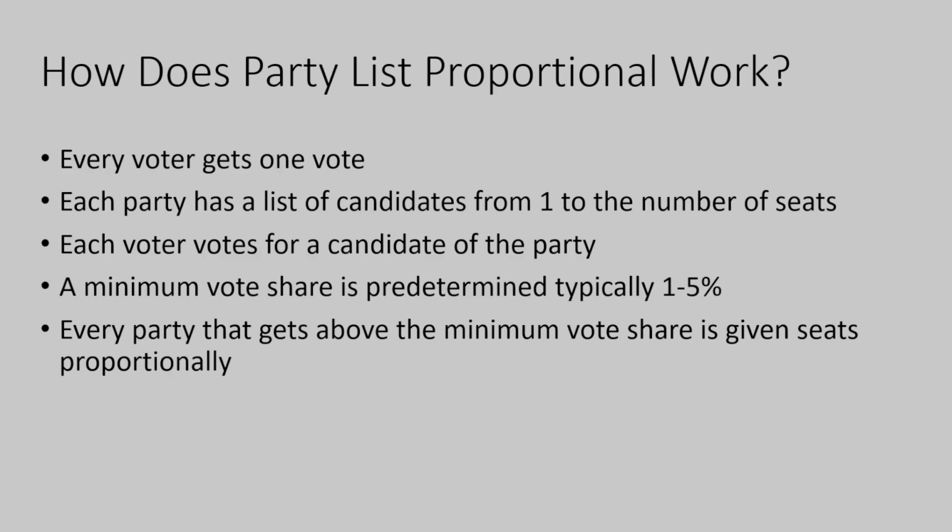There's a minimum vote share to get seats for a party. It's typically 1 to 5%. Depends on the system. 5 is very common, though not exclusively. Now, every party who gets above that minimum vote share is given seats proportionally, and the candidates of the party get seats in the order that was determined by voting preferences.